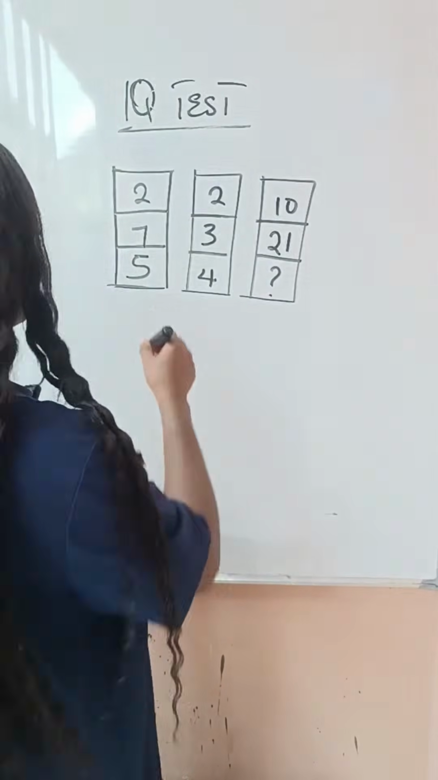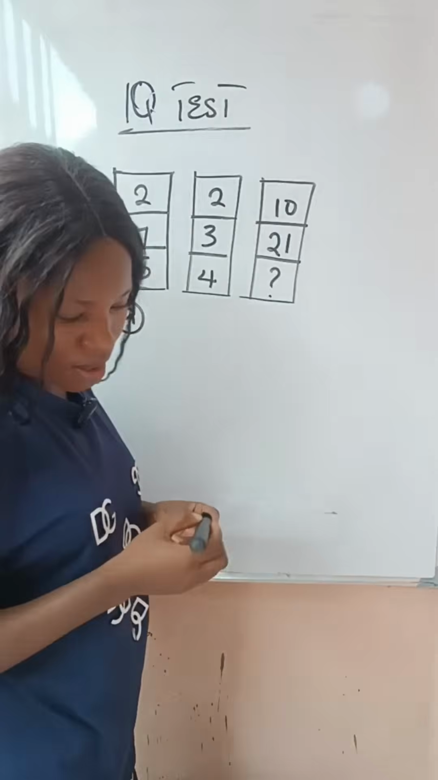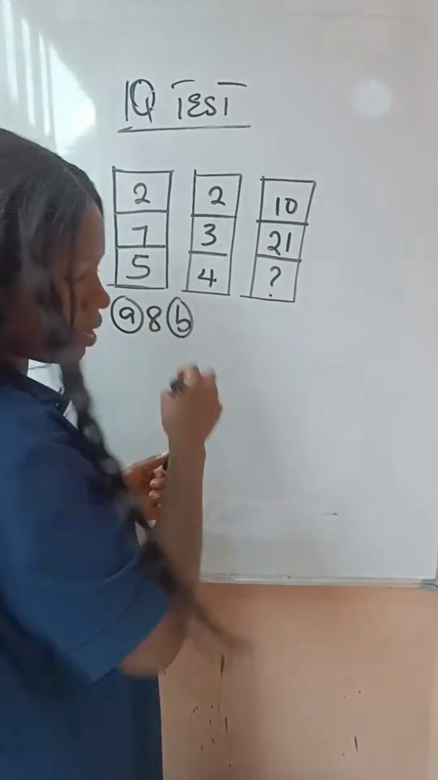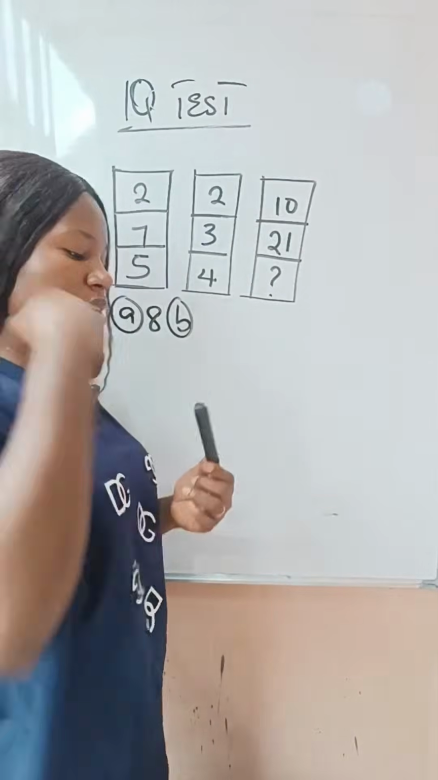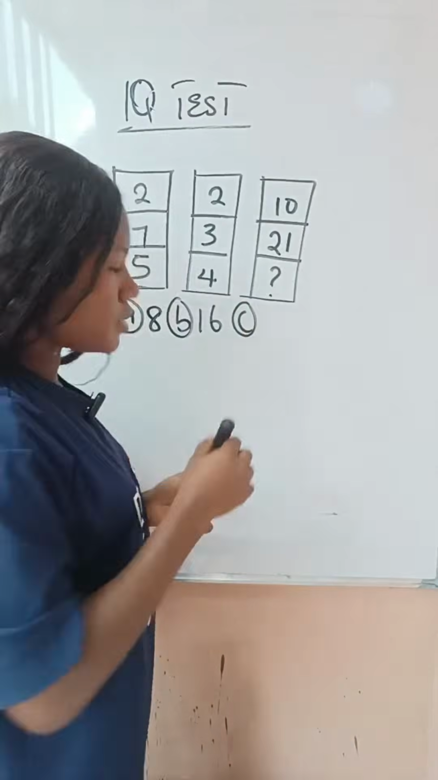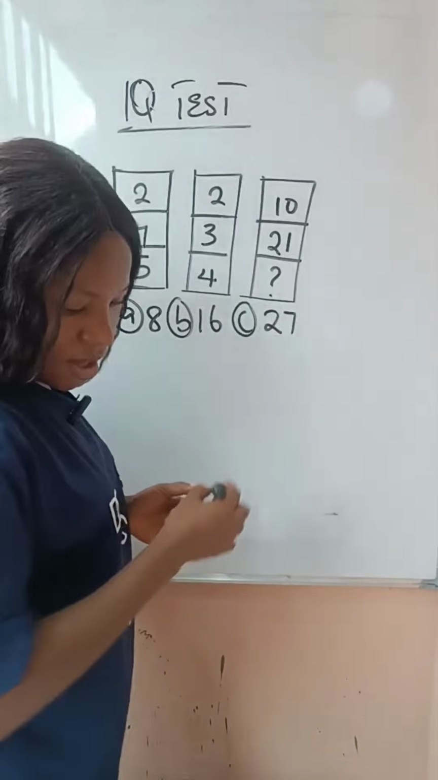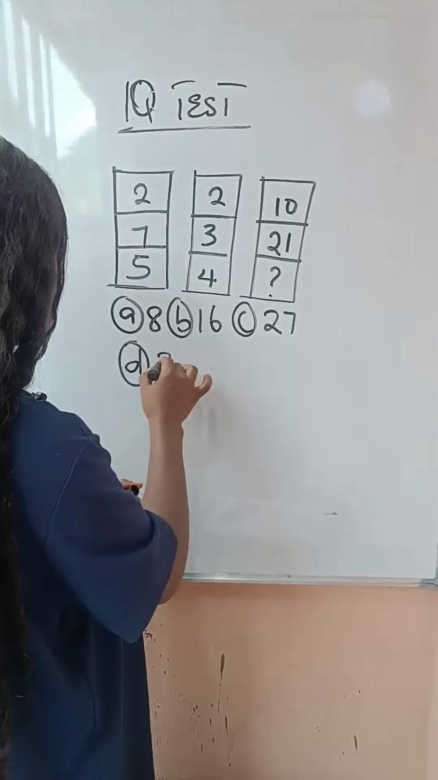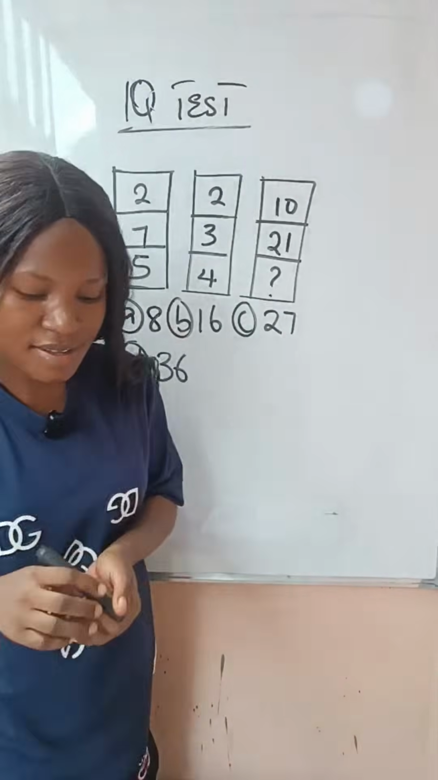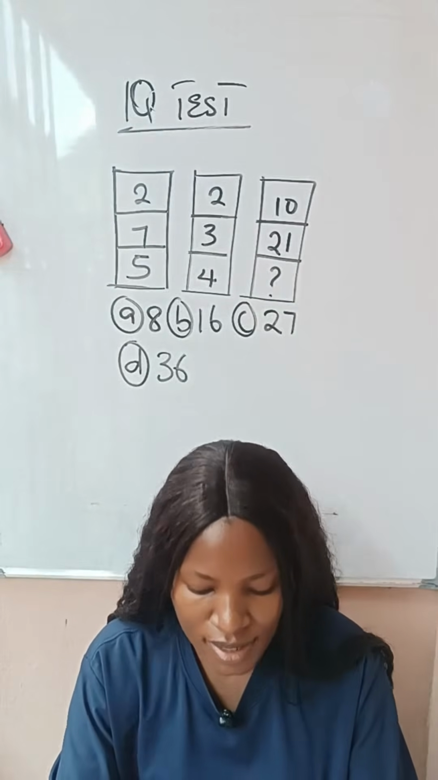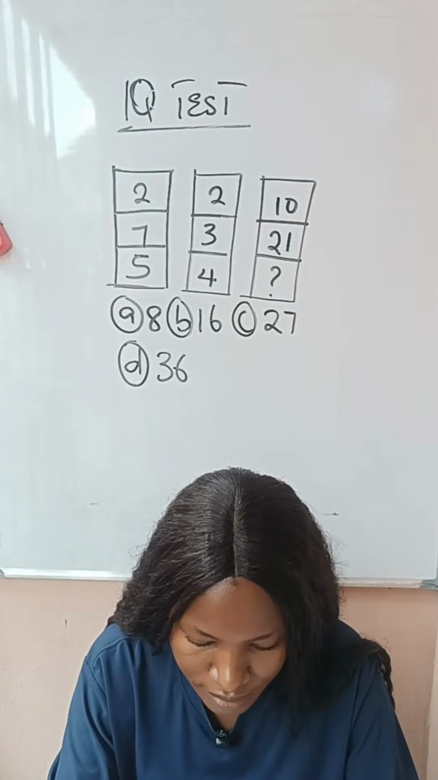We continue. So we have option A as 8, option B as 16, option C as 27, and option D as 36. All right, let's continue, friends. What do you think is the missing number?